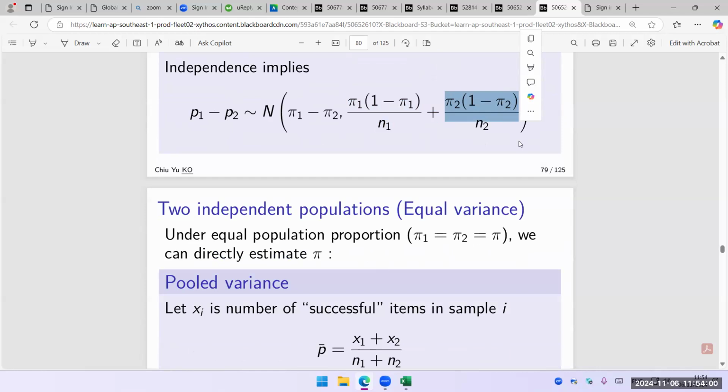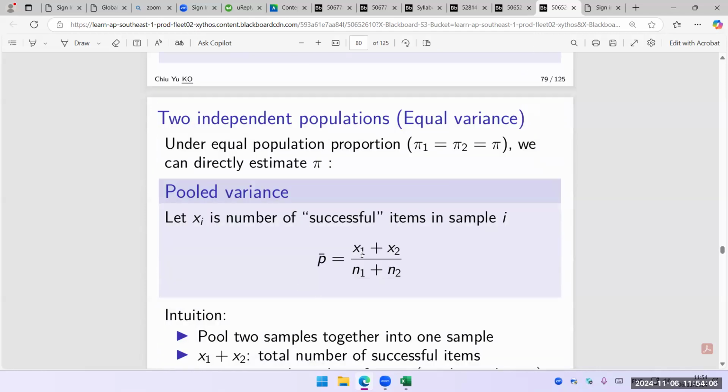If they're the same, boys and girls have the same proportion, which means there's no difference between boys and girls. You can easily estimate by looking at how many boys and girls together like spicy food, and looking at how many people we asked in total. That's the best estimate of pi. It's just adding up how many people like it and how many people in total. That's p bar.